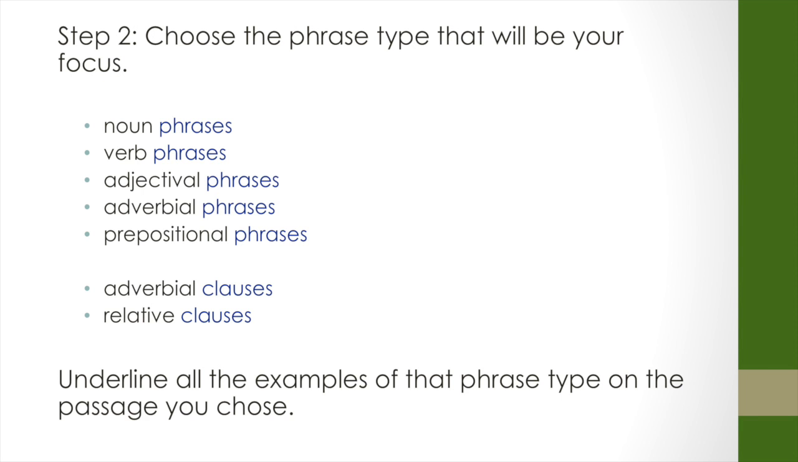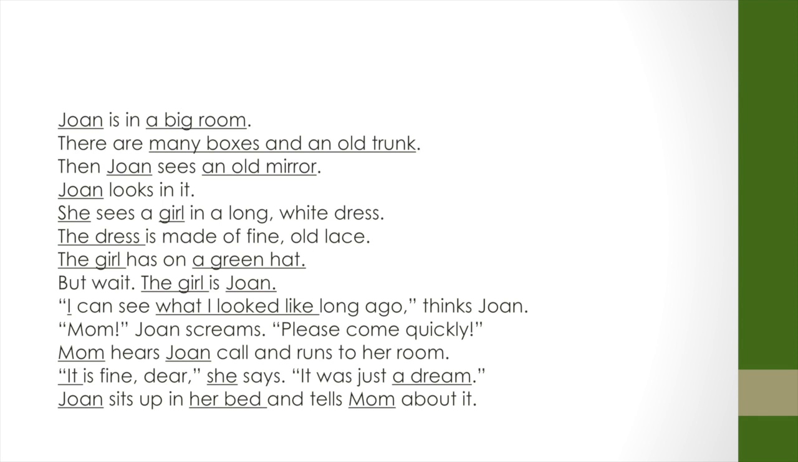In Step 2, you will choose a phrase type that will be your focus. Using the independent level reading material you chose in Step 1, underline all the examples of that phrase type on the passage you chose. You'll want to Xerox a copy of it first, though. Here's an example of a story in which I have underlined most of the noun phrases. We can eliminate looking at the individual words in this type of task.